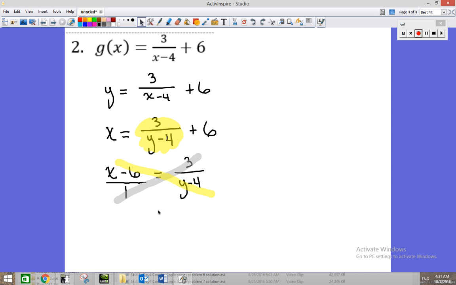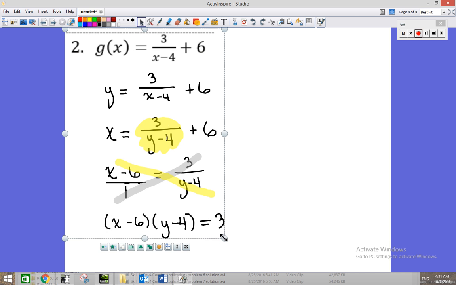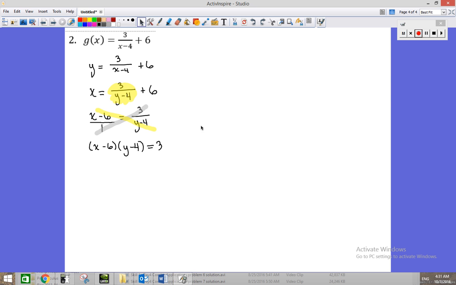Along the yellow diagonal, I have this binomial times this binomial, x minus 6 times the quantity y minus 4, and 3 times 1 is just 3. Well, you might be tempted to multiply that binomial, but keep in mind what you're trying to solve. You're trying to solve for y, and on the left-hand side I have 2 factors. So let's get the factor that has the y by itself.